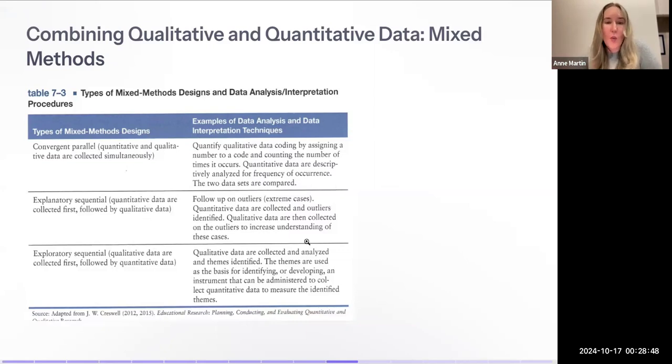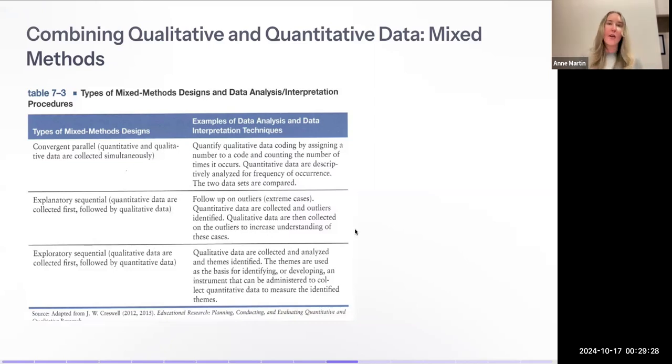Explanatory sequential is when you first start with your quantitative data, and then you use qualitative data to follow up on outliers, maybe interviewing students who did poorly or who did really well on a formative assessment would be an example of that. And then exploratory sequential is when you have your qualitative data collected and analyzed first, and then based on that, you would use a quantitative instrument to help you test the themes that you have identified.